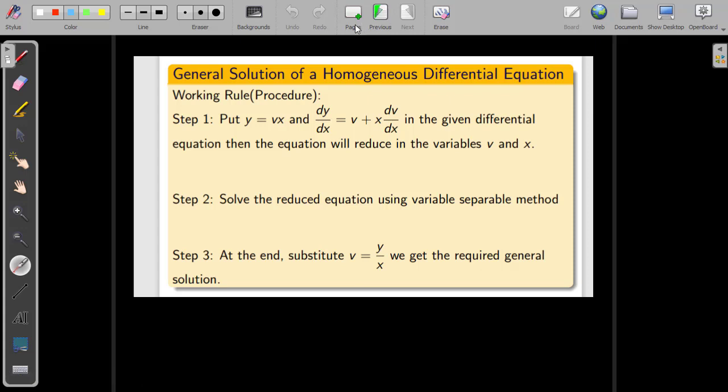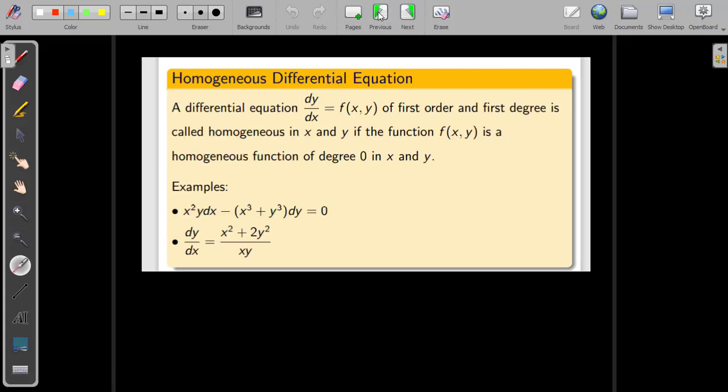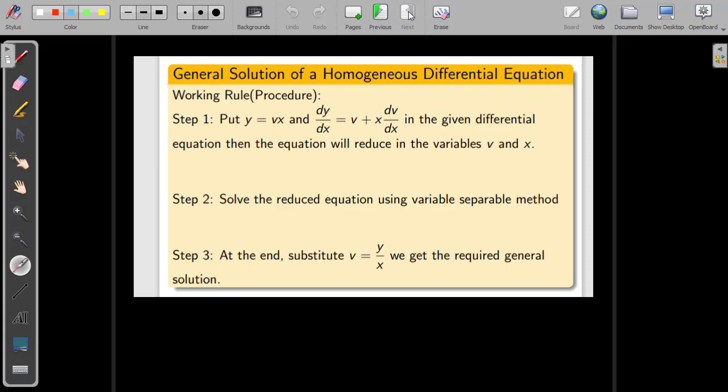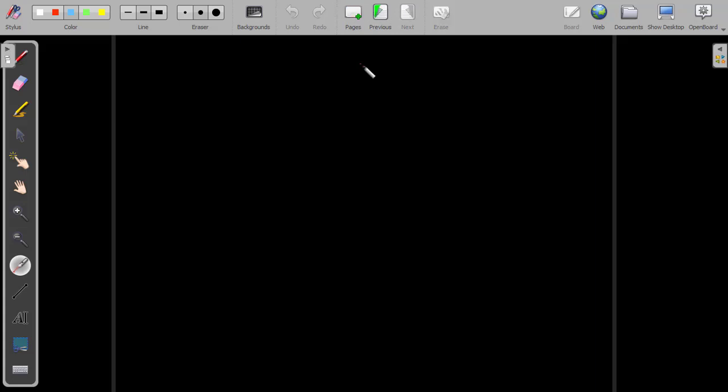Let's solve one example. I'll take the previous example only. This example I'll solve: x^2 y dx minus (x^3 plus y^3) dy equals 0. Finding the general solution of this equation. So let us take the question.